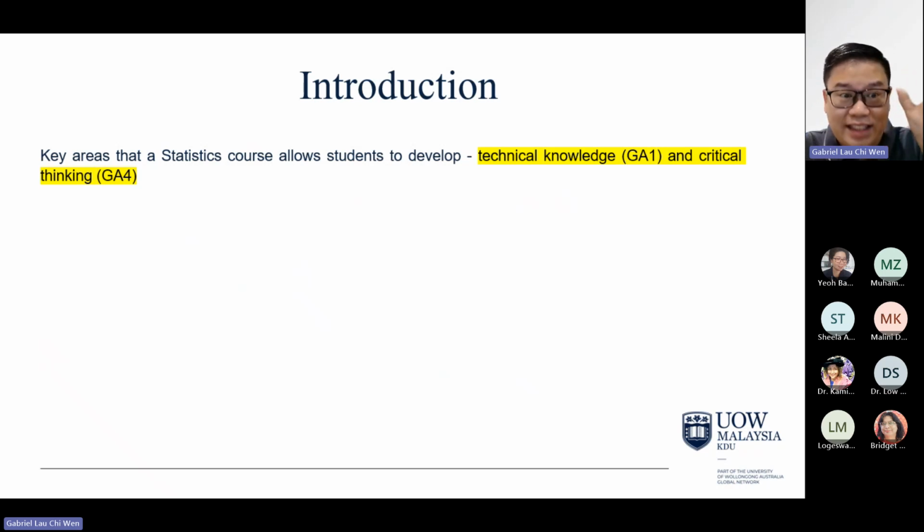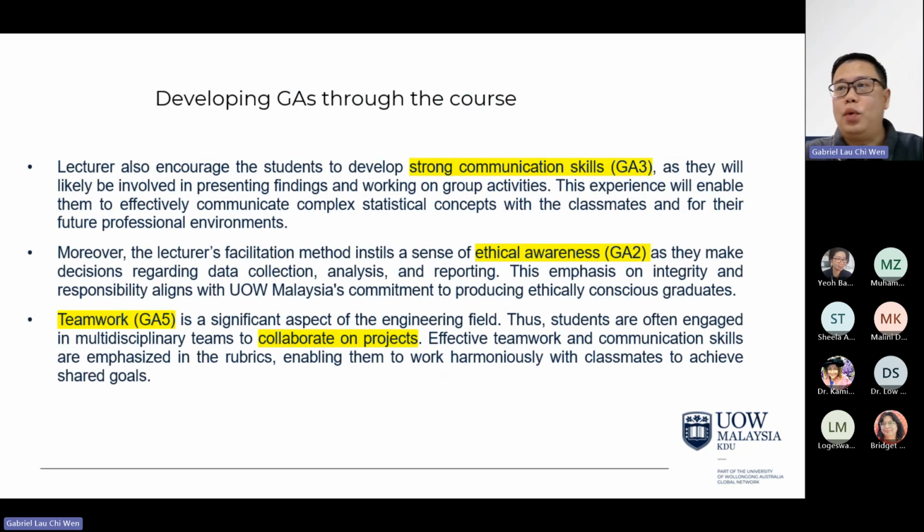Students, if you look at statistics, we will always think statistics is a very theoretical course, mathematics and such. So it's going to be technical knowledge and critical thinking. So we are looking at GA1 and GA4, which is not wrong. So definitely students will achieve the GA1, not achieve, they will be exposed to GA1 and GA4 kind of attributes. Okay. However, what the lecturer did was developing GA through the course.